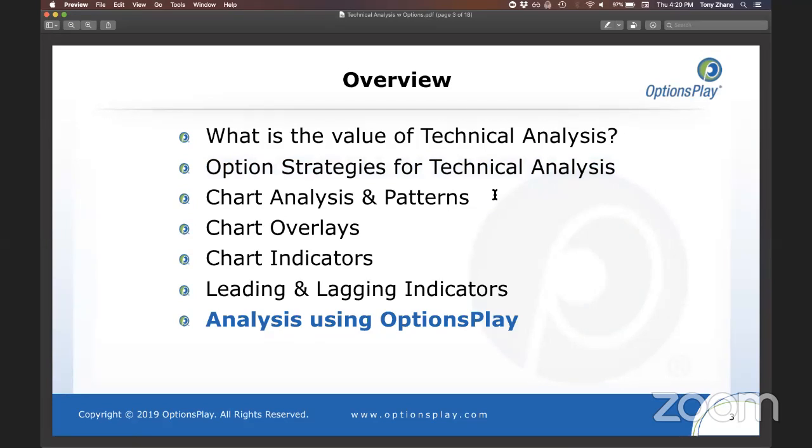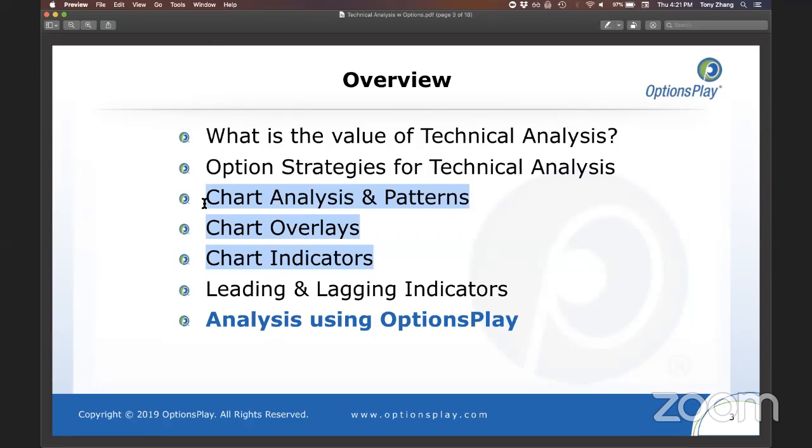Now, like I said, there are many different forms of technical analysis. I can't possibly even begin to touch the tip of the iceberg, but the 3 main categories that I will go over is chart analysis and patterns. This is the simplest form of technical analysis that you typically start with, which is simply price action analysis, looking at the price, taking a look at that, and from that gaining a directional view.